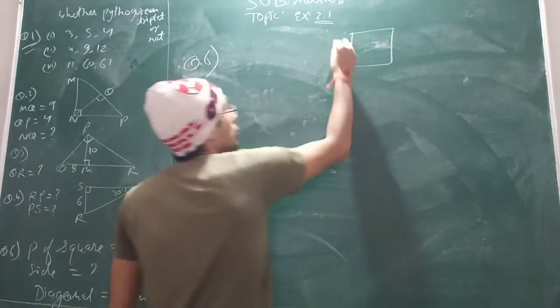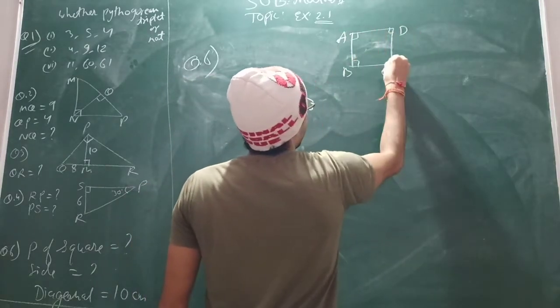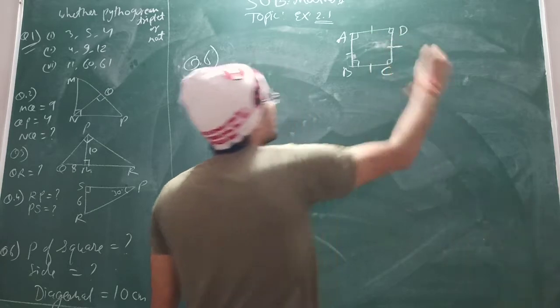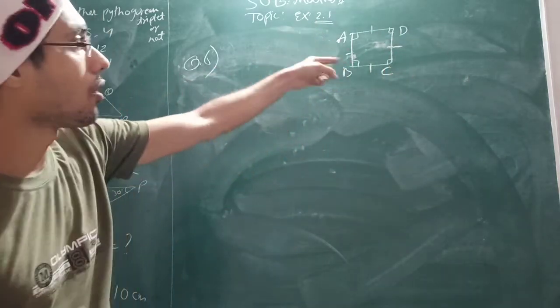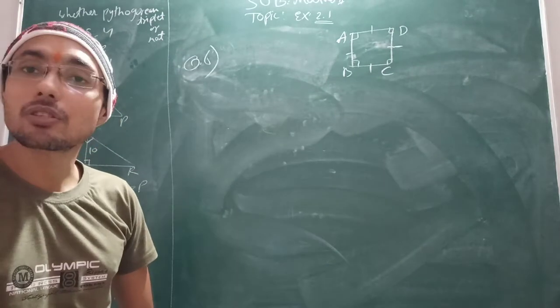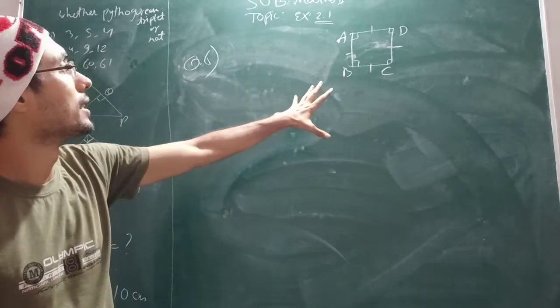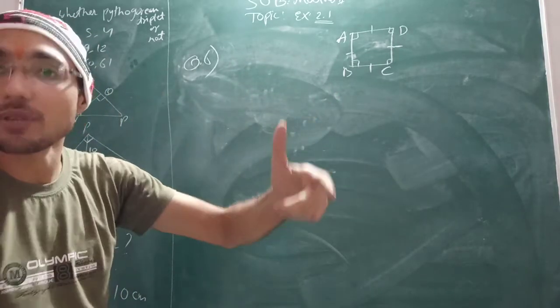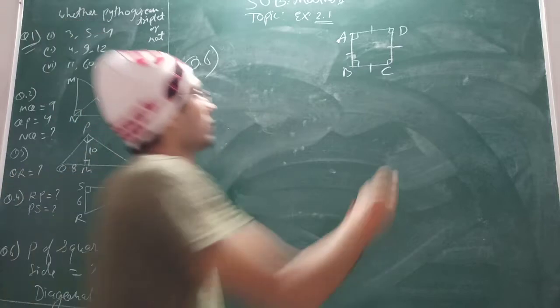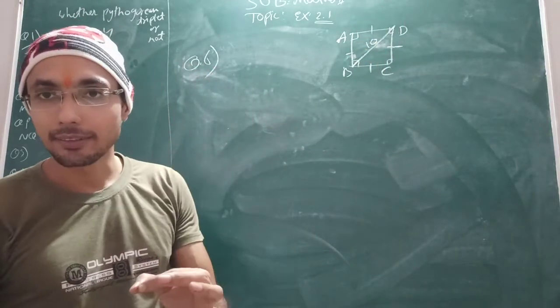I'm going to make a square ABCD. We have to write all the symbols also, because square means all the angles are 90 degree and all the sides are equal. So this is the square, and what information is given? Diagonal is given, which is 10.